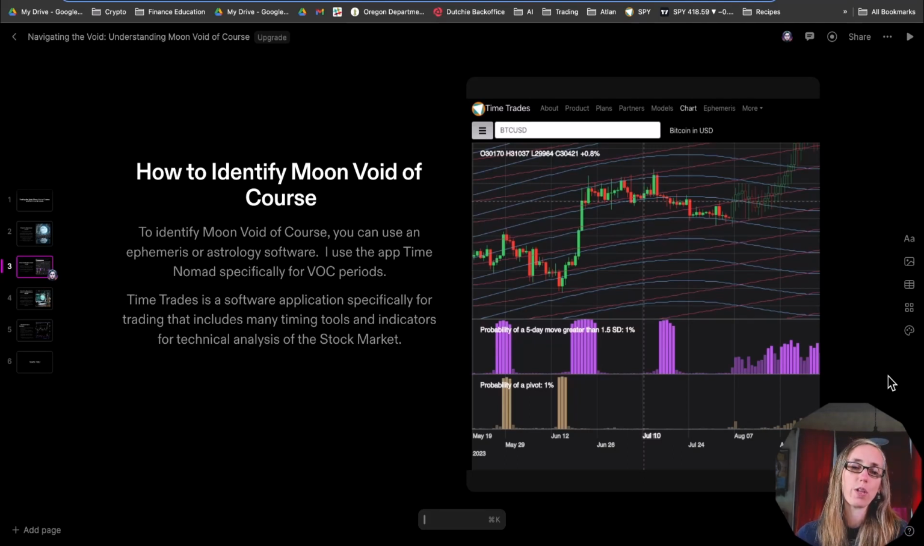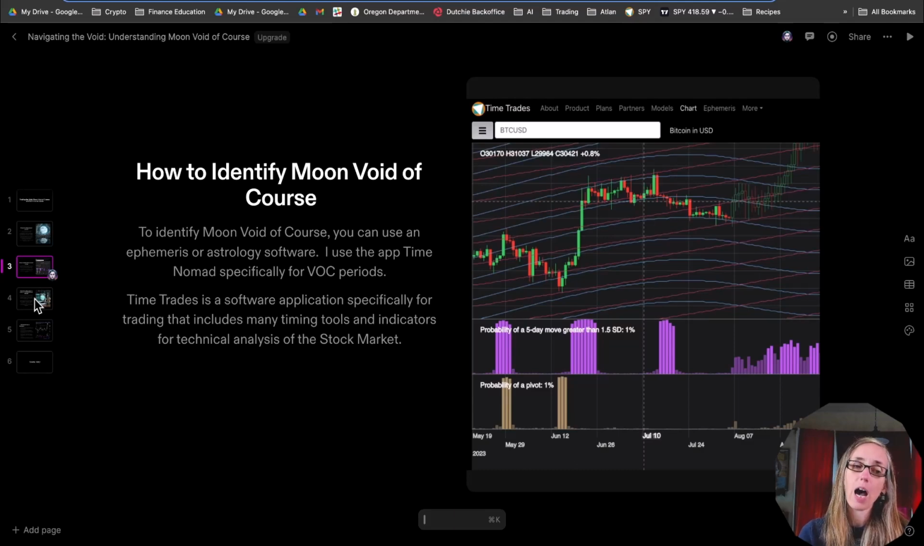But the Time Trade software is something that I also use, and I love it because I don't have to reference when the time is and then apply it to my chart. It automatically shows up on my chart. However, the way the Time Trade software calculates the moon void of course period is it includes the outer planets, Uranus, Neptune, and Pluto. So the time periods will be different. Now, I've tracked both time periods. I've applied it to both, and I've found they're actually both accurate.